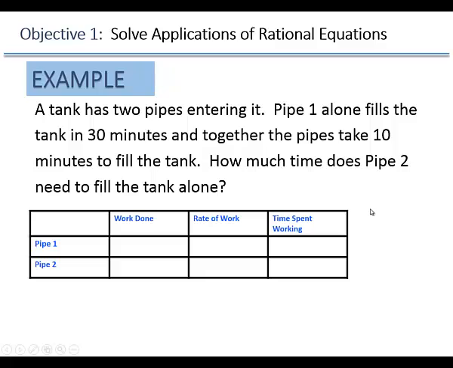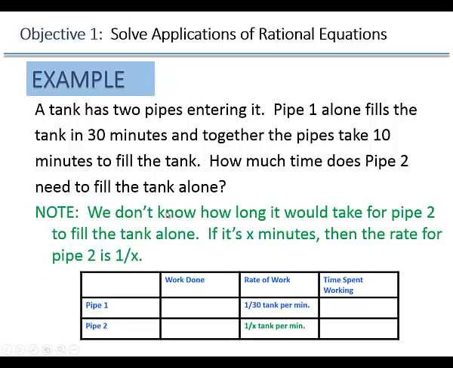First of all, set up your table just like we did in class. We've got two pipes, and then the same general relationship. The work done by each pipe is equal to their rate of work times the time that they spend working. So there's nothing different there.